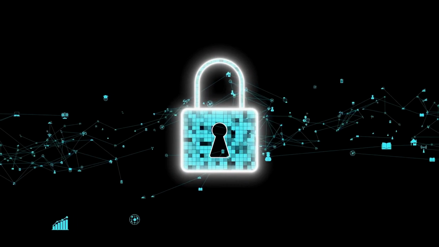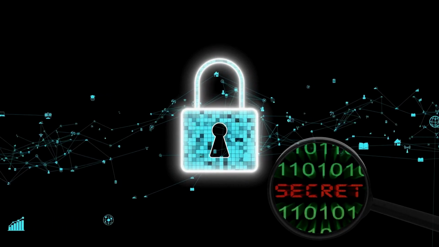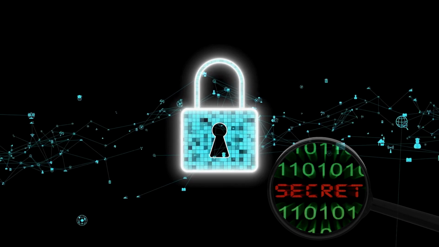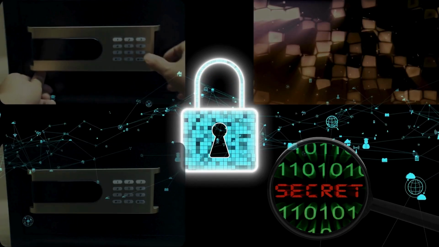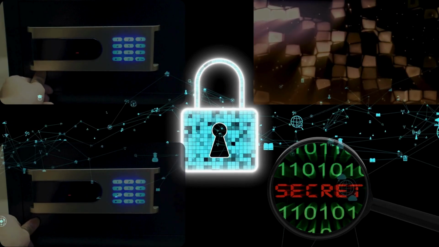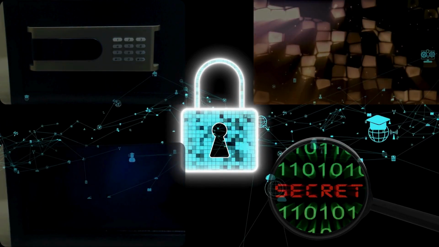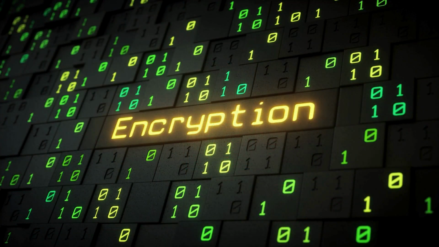Now, encryption in layman's terms is like a secret code. It is a way that you scramble data so that only people with the right key can understand it. Think of it like putting a message in a lockbox and only someone with the right key can open it and read the message. There are multiple types of encryption.